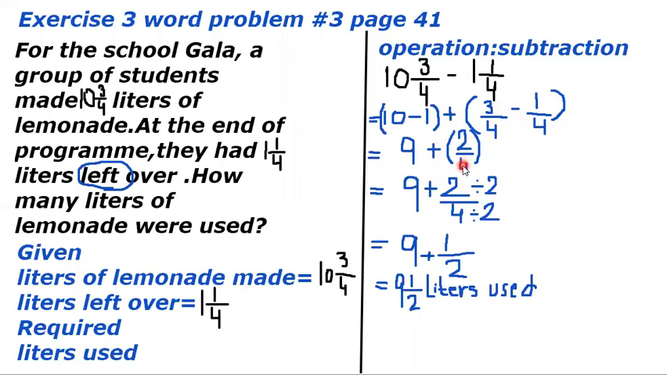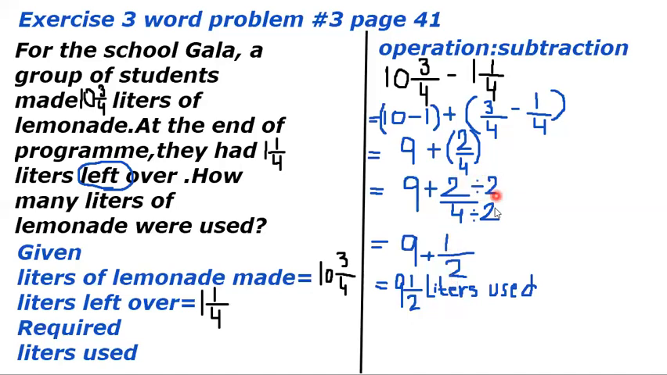Now 2 upon 4 means out of 4, 2 parts. Now we will change it in the next step. We will change it into lowest term so that we get a sense of how many liters. Out of 4, 2 parts means half. That is 1 by 2.